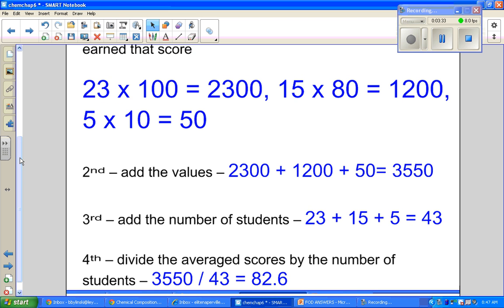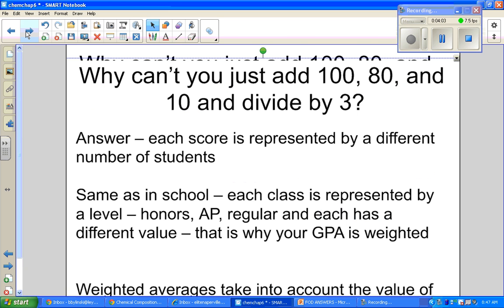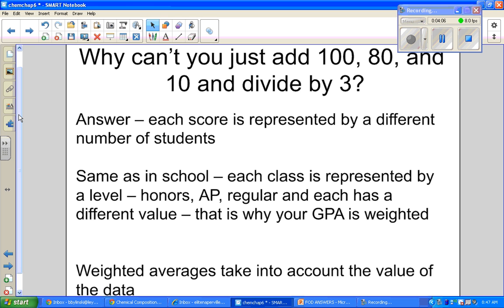Okay, now how many students is this? It's the 23 that got 100, the 15 that got an 80, and the 5 that got a 10. So 23 plus 15 plus 5 is 43. And then I take those 2 values and I divide them. So now I'm accounting for what the test score was and how many students got that score. So the average was 82.6. That's called the weighted average because I accounted for the score and the number of students. Now why couldn't I just add the 100, the 80, and the 10 and divide by 3? Because each score is represented by a different number of students.